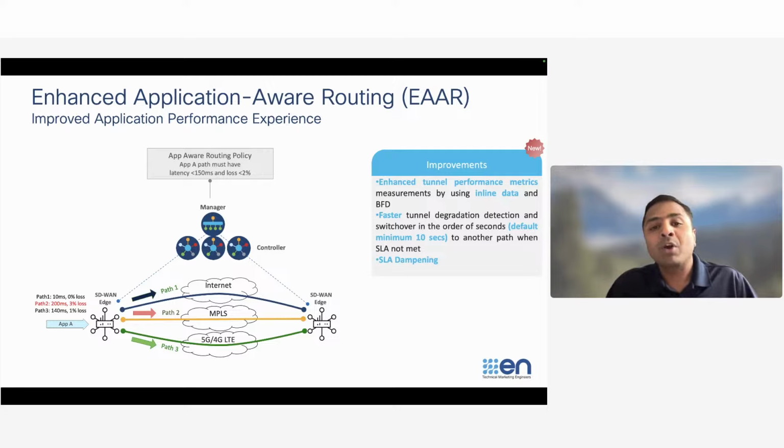Because we are able to improve these measurements, we can now react faster by moving the traffic to a more optimized path in the order of seconds. And last but not the least, we are also monitoring the stability of the WAN and doing SLA dampening by default. And I'll talk about each of these key points in subsequent slides.